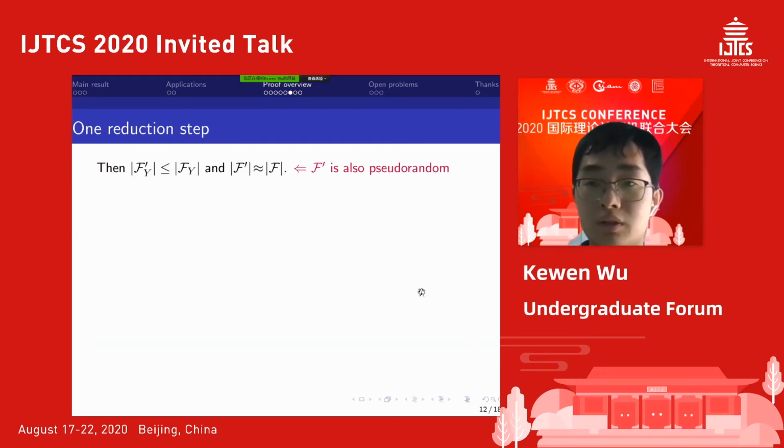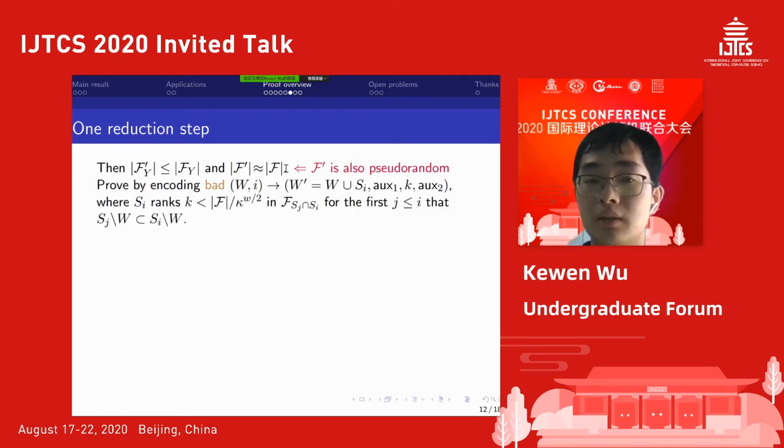So this is one reduction step, and we need to analyze what property this F prime will have. First, the size of the link does not increase, because we construct F prime from F by removing sets or removing elements in the set. So the size of F prime's link of Y is at most the size of F's link of Y. Now we will show the hard part, that the size of F prime is relatively similar to F. Together, this will imply F prime is also pseudorandom.